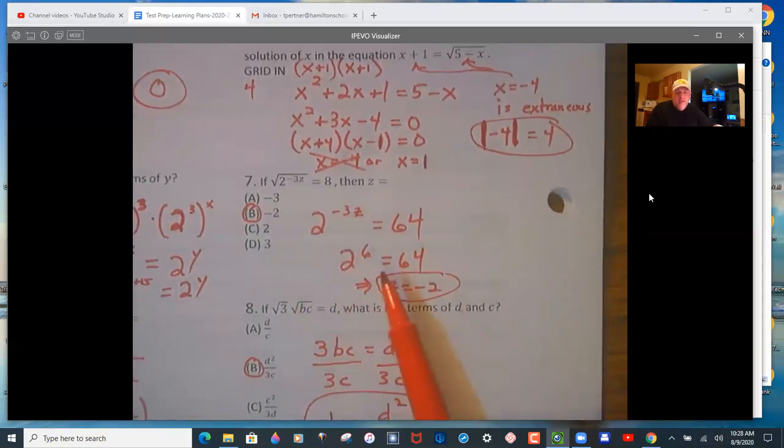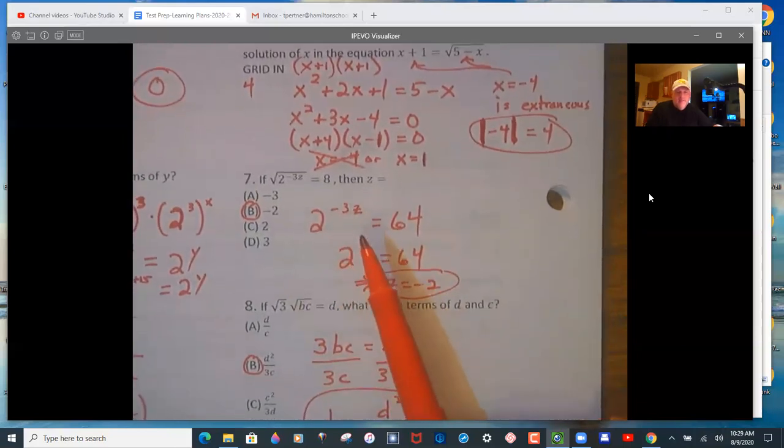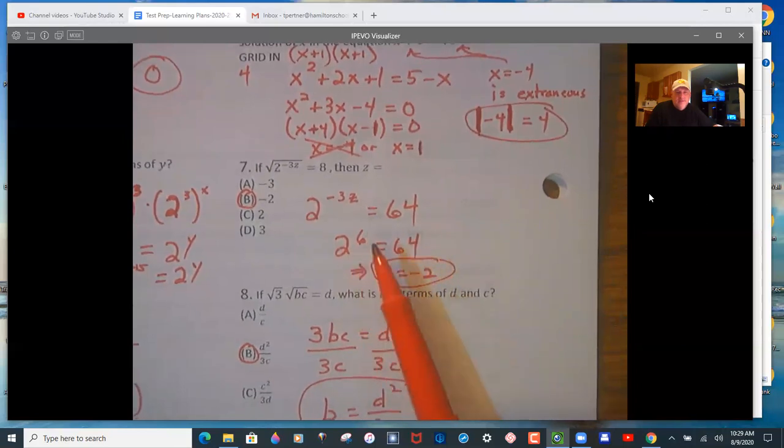So square both sides. So 2 to the 6th is 64. So z must be negative 2. And again, you need to know that. 8 times 8, so 2 to the 3rd times 2 to the 3rd is 64. Another kind of hard problem there.